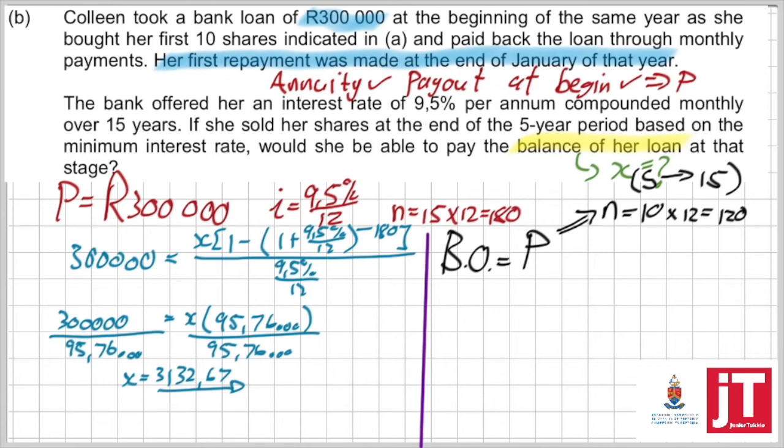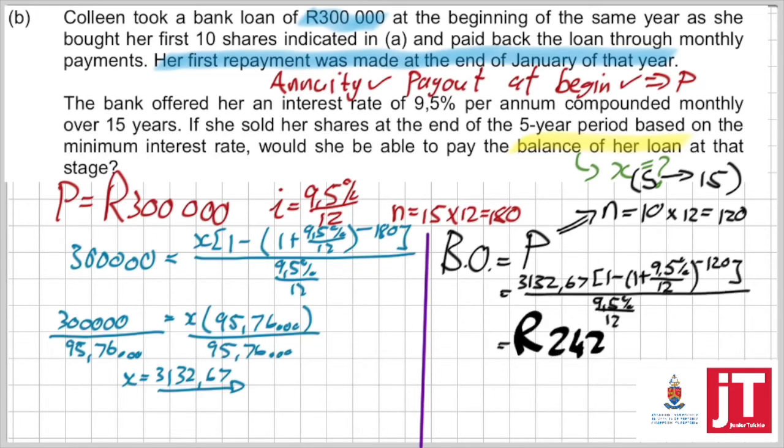Why 120? Because they say after 5 years. So there's still 10 years left in her 15-year loan. So I'm going to go to my formula. So I've got N to be that negative 120 in total. So my balance outstanding is 242,096 Rand and 53 cents. I'm just going to quickly stop the bus here and say, whoa, man, what a question. Oh my goodness.